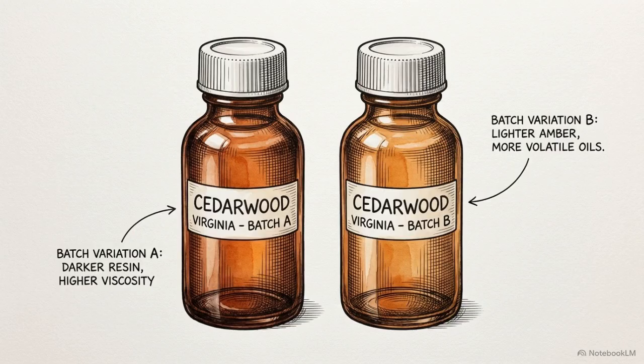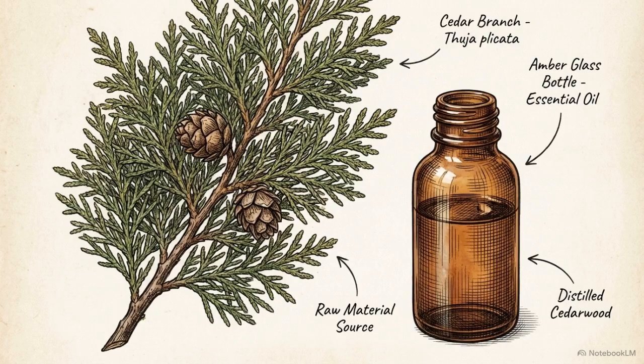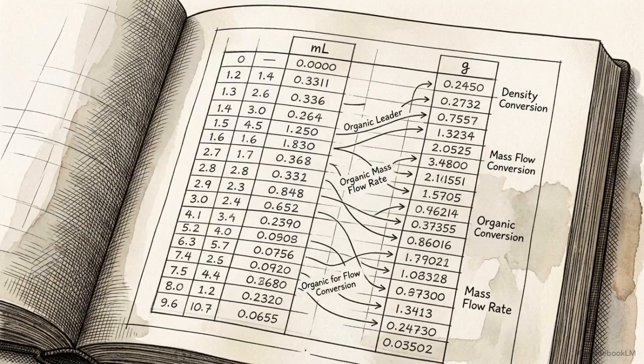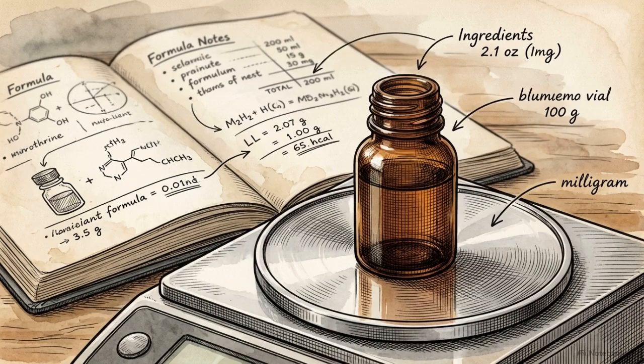Keep in mind that these specific density numbers can fluctuate slightly, depending on the supplier and the specific harvest batch of the raw material. Calculating these conversions ensures you can take any standard, volume-based recipe and translate it into a perfectly accurate, weight-based physical blend.